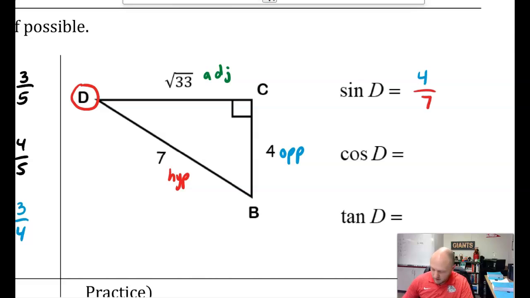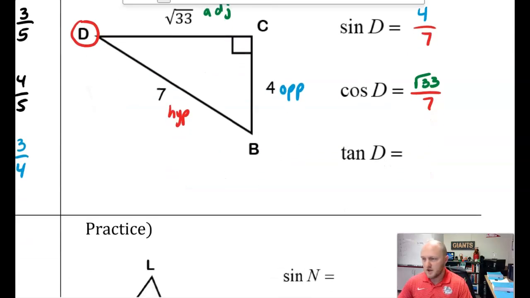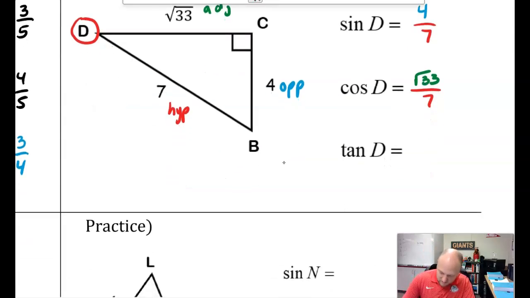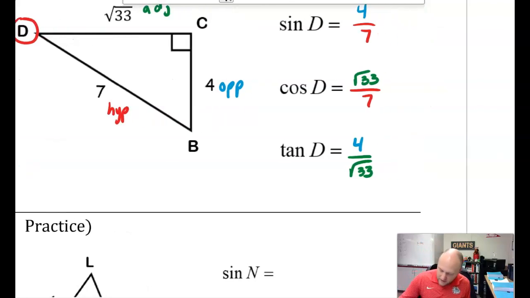Cosine of D. Well, I want adjacent, square root of 33, over hypotenuse, that's 7. And then we have tangent of D. Tangent is opposite, okay, so this is 4 over adjacent, which in this case is square root of 33.